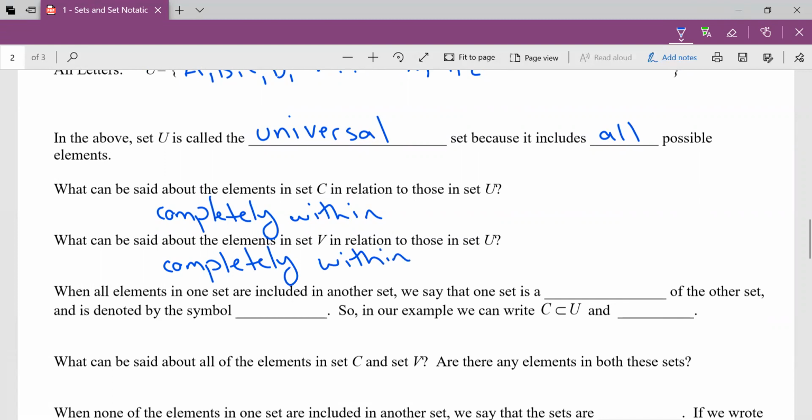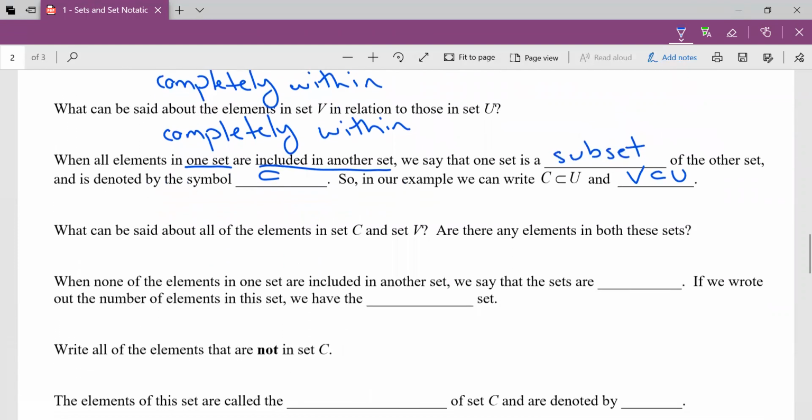So these are very specific examples. When all elements in one set are included in another set, we call this a subset of the other set. And we use the symbol that looks kind of like a sideways elongated U. So in our example above, we could say that C is a subset of U because all consonants are contained within the universe. And we could say all vowels are contained within the universe. So there's one big vocabulary. I need you to know subset and the associated symbol.